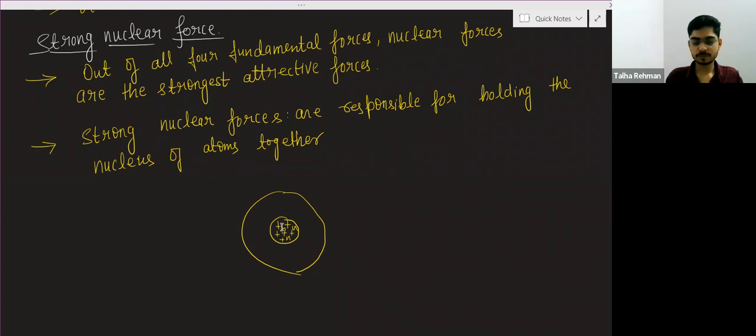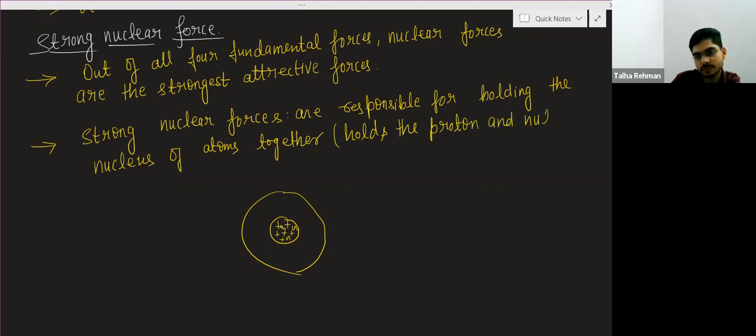So basically, you can say a strong nuclear force is that force that holds protons and neutrons together in the nucleus.